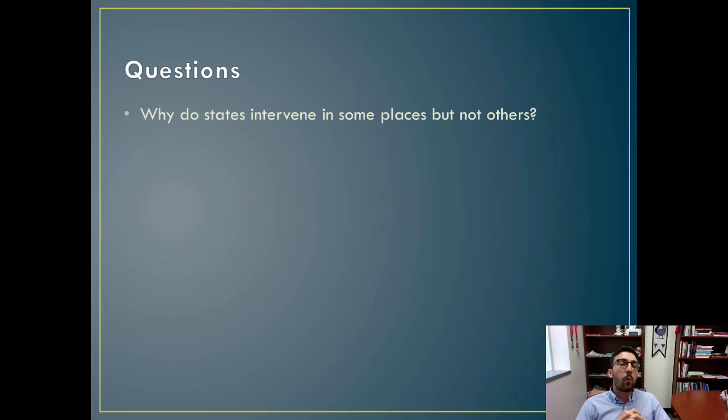So why do states intervene in some places but not others? As social scientists, of which political scientists are part, we want to understand consistency and patterns, but we also want to understand variation. So why do we witness variation in some places and more consistent behavior across others?